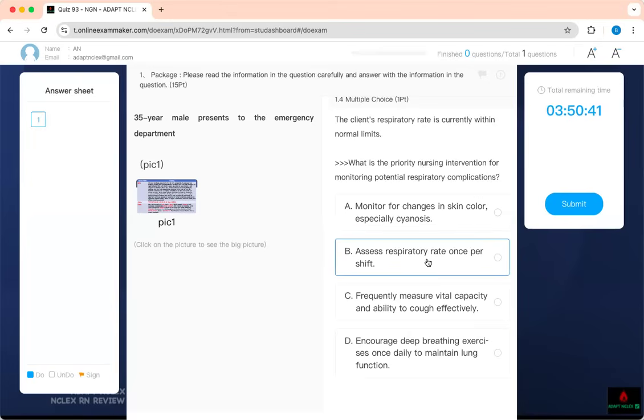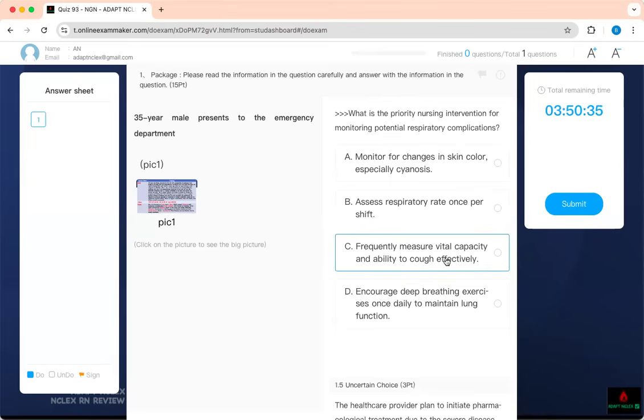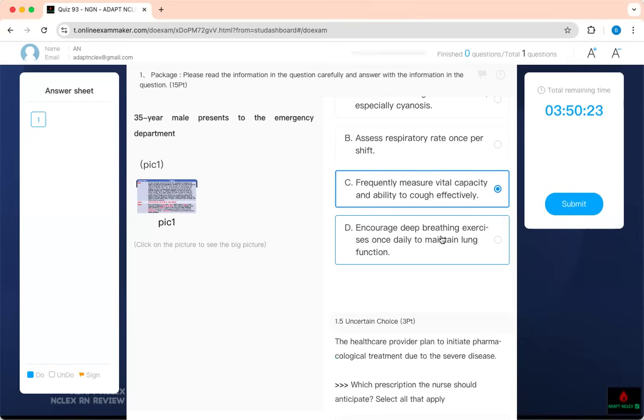Assessing respiratory rate once per shift is not good. You've got to do it multiple times. Frequently measure vital capacity and ability to cough. Ability to cough protects the airway, and vital capacity is how much the lung will open and how much oxygen goes into your lung. This is much better. Encourage deep breathing exercises once daily? It's not enough.